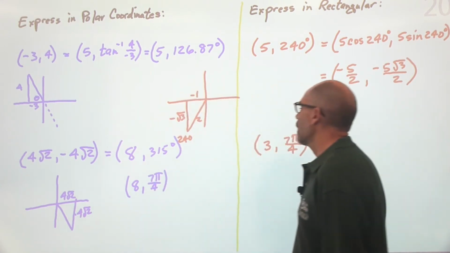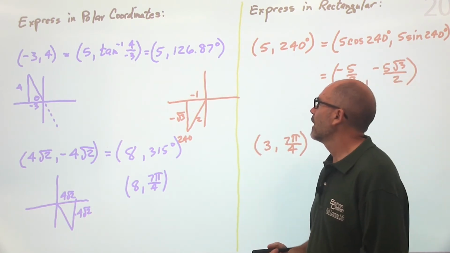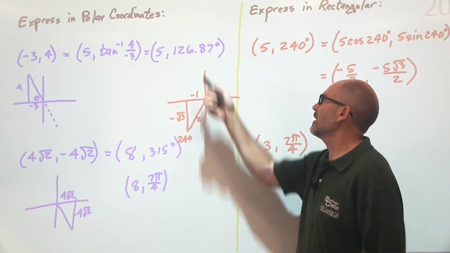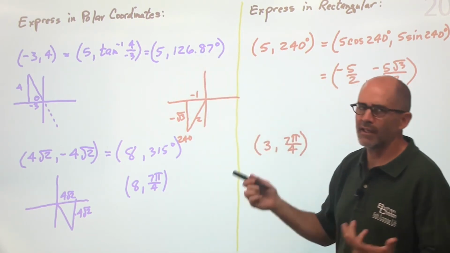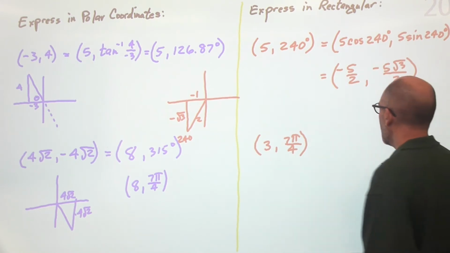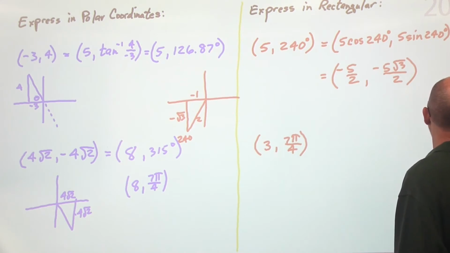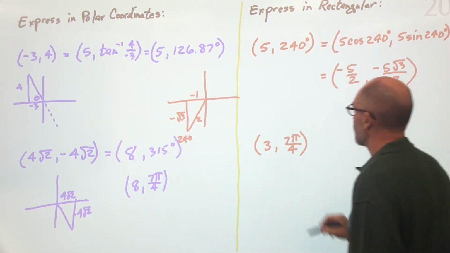Same thing. So you just have to do whatever they tell you to do. Usually, well, yeah, same thing. We could have had that in radians. You'd need the calculator to do that too. All right, so 3 at an angle of 7 pi over 4. Well, let's just look at that.